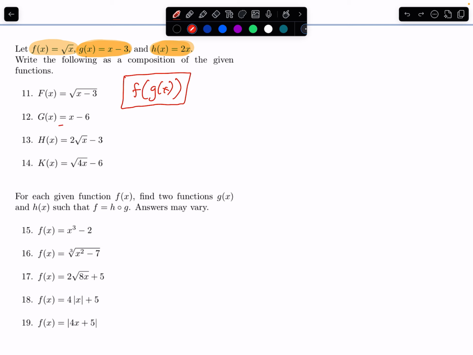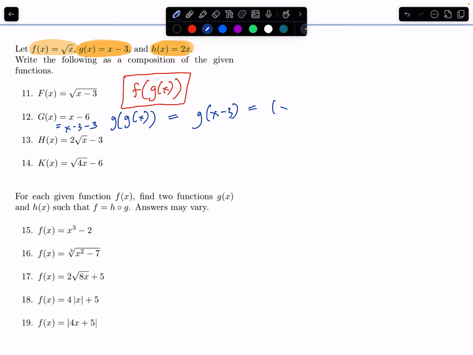Well, here's a little trick, guys. x minus 6 is actually x minus 3, but then minus 3 again. See that? So the inside function would be a g of x, and then the outside function is another g of x, subtract 3 again. Okay, let's do a check. g of x takes away 3, then apply g to that.